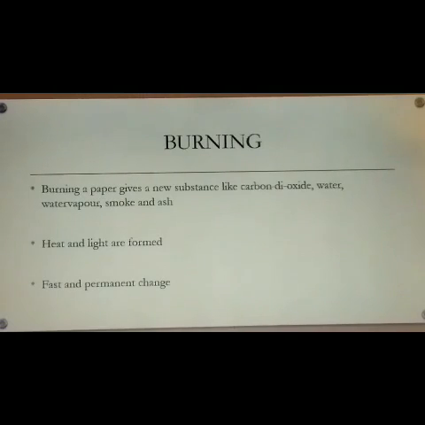When you burn any paper, are you able to reform that paper again? No, it is not at all possible. So it is an irreversible process, and it is a permanent change. It is not a temporary change, it is a permanent change.